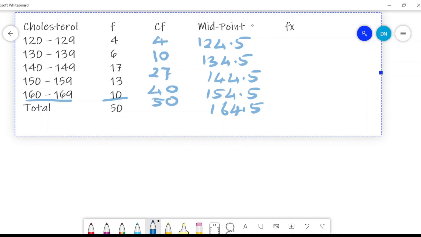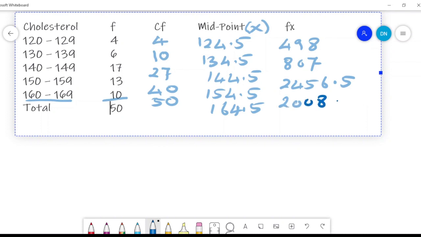How do I get the fx? It is f times x, and my midpoint automatically becomes my x value. So 4 times 124.5 is 498. Then 6 times 134.5 is 807. Then 17 times 144.5 is 2456.5. Then 13 times 154.5 is 2008.5. And the last one is 10 times 164.5, which is 1645. When we sum all that, it gives me 7415.